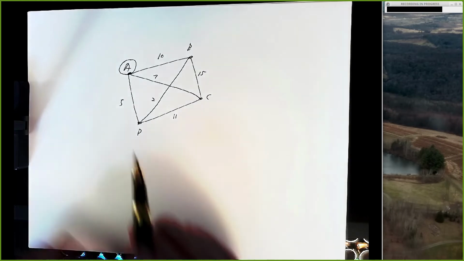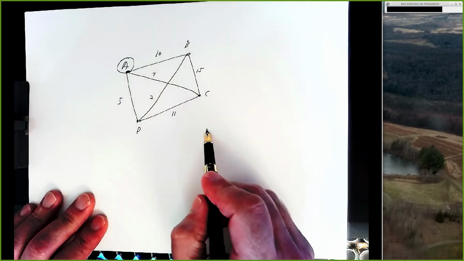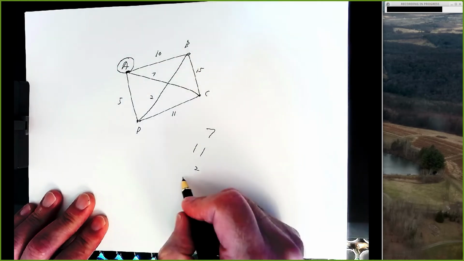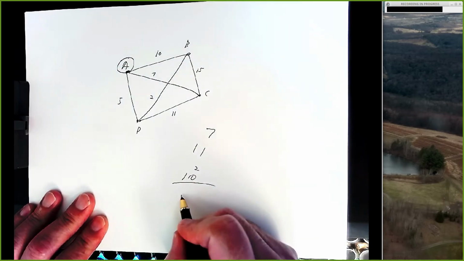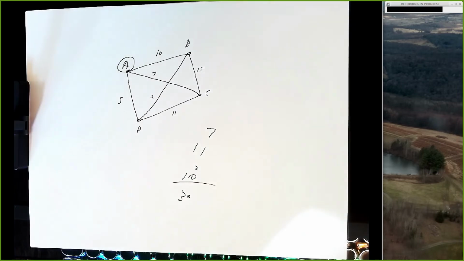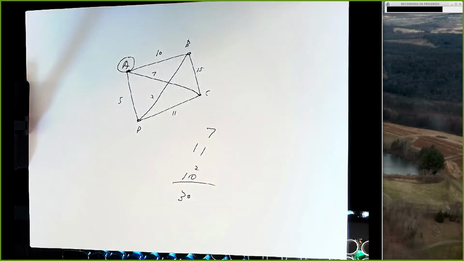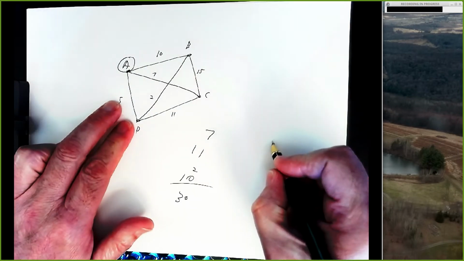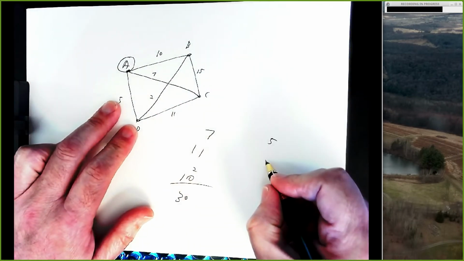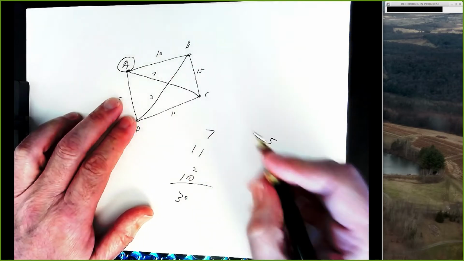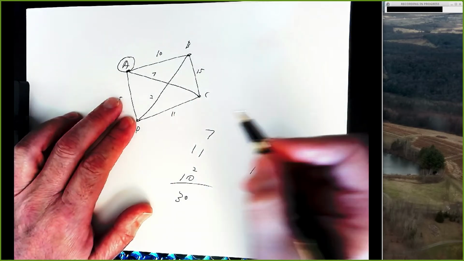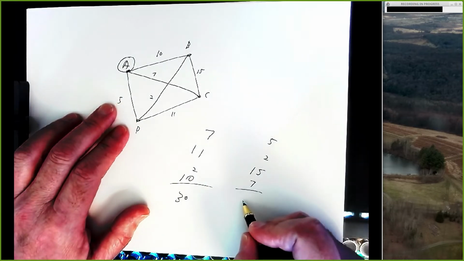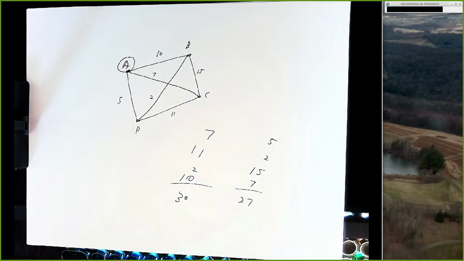But I may do better to go from A to C, that's 7. C to D is 11, D to B is 2, and then B to A is 10. That turns out to be a distance of 30, so that's a shorter distance. Or I may go A to D, which is 5, and then D to B, which is 2, and then B to C, which is 15, and then C back to A is 7, and I think that ends up being 27. That's an even better solution.